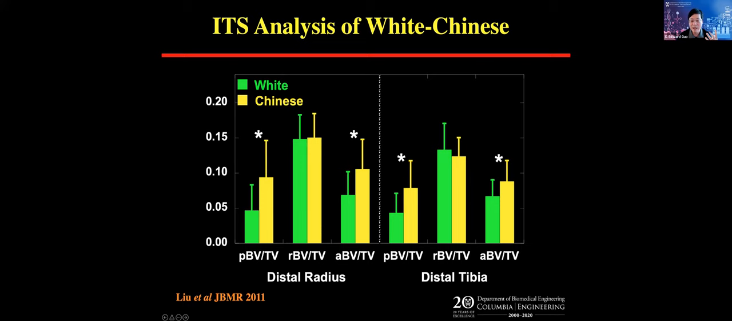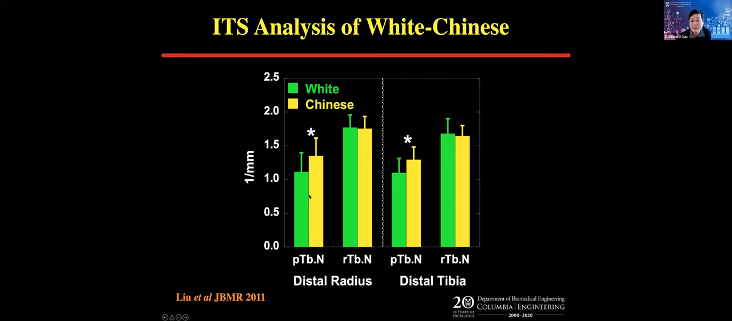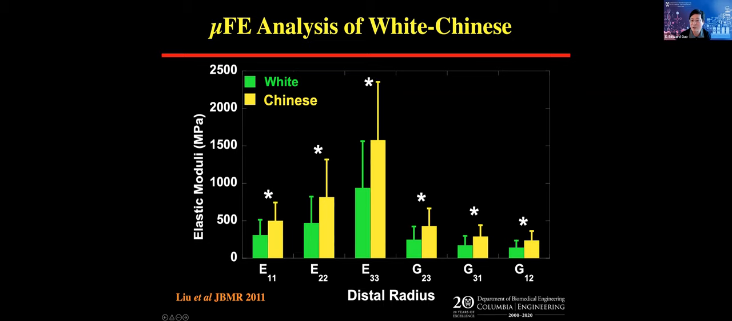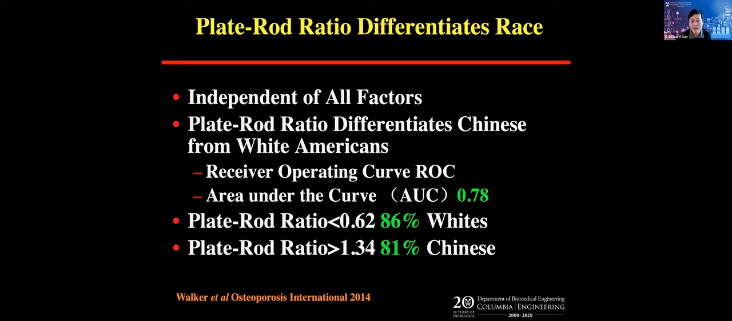And then same in the radius, same in the tibia, right? And then they are by numbers. Therefore, the Chinese women have significant plate-like trabeculae in the structure. And those translate into a significant, dramatic difference in the mechanical property, right? So you can see the modulus is almost double in the Chinese; the mechanical property of the Chinese is double the amount than in the Caucasians. And so therefore, that may explain why the Chinese women have low risk for osteoporosis fractures.